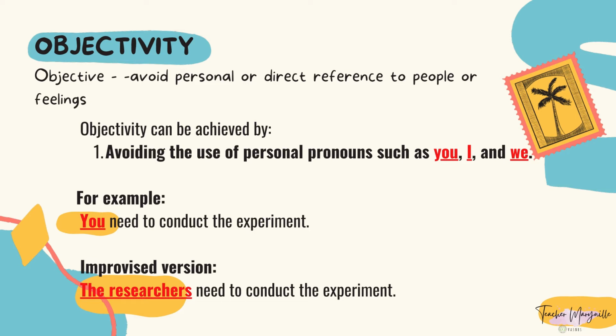Objectivity can be achieved in a few ways. Number 1, you need to avoid using personal pronouns such as you, I, and we. So for example, if your sentence is like this, you need to conduct the experiment. So instead of you, change it and revise it like this: the researchers need to conduct the experiment. So you change you to the researchers.